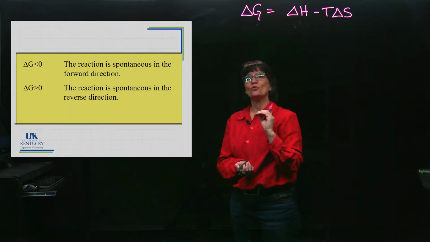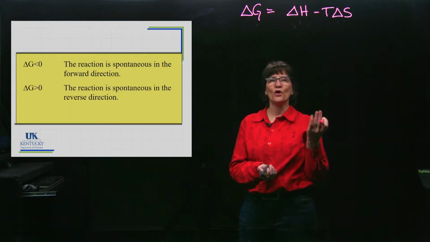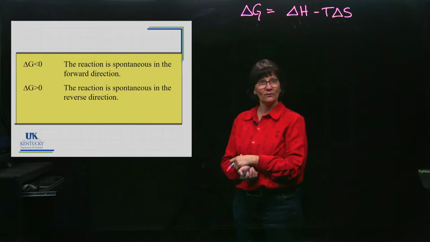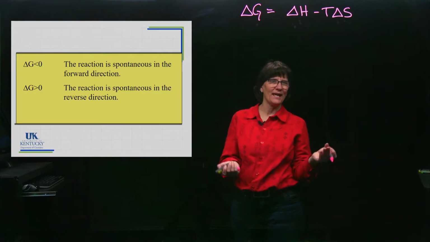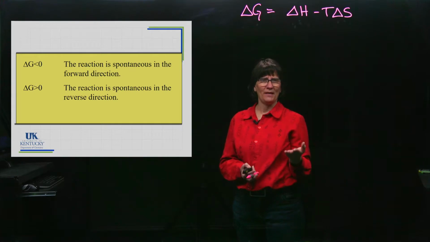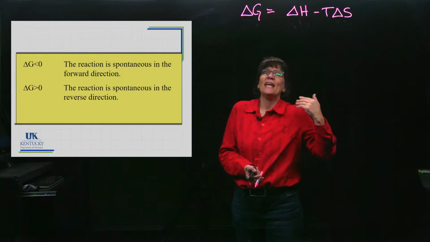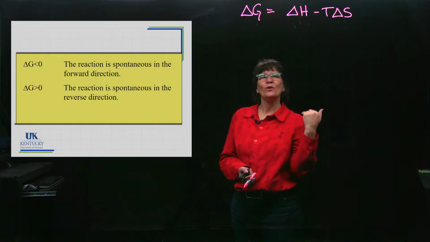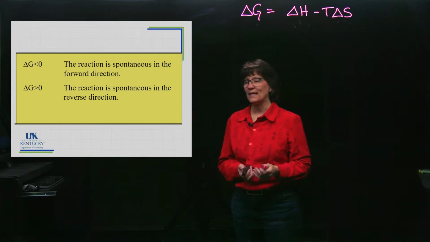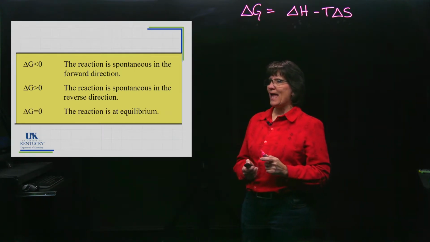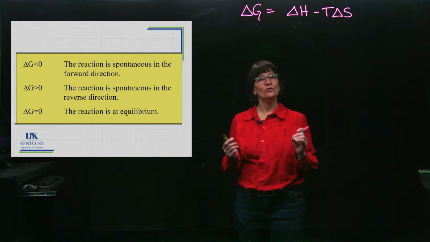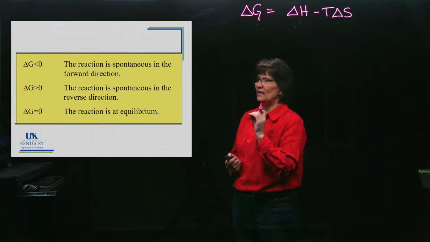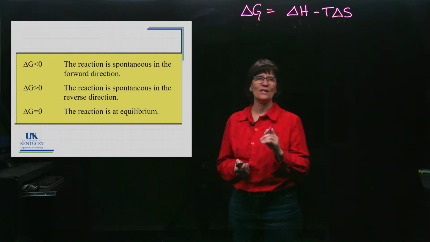If delta G is greater than 0, we would say the reverse process is spontaneous. We don't say it's not spontaneous. It's more than just not being spontaneous. We know that if it went in the reverse direction, it would occur spontaneously. And if it is equal to 0, then it is a process that's at equilibrium.